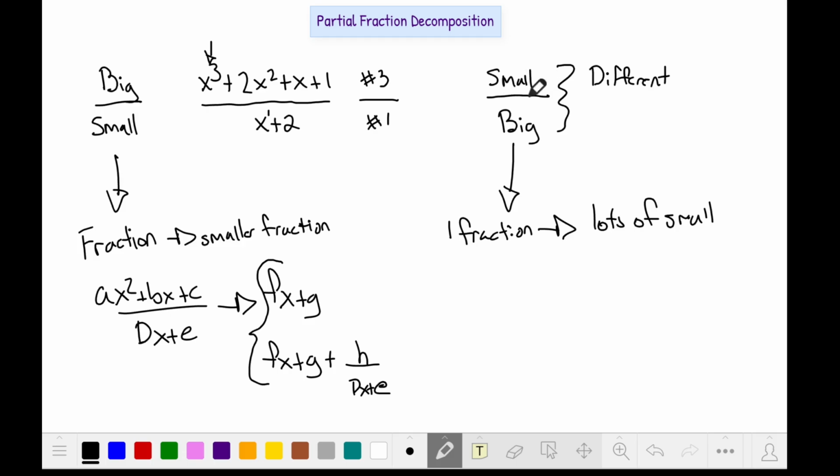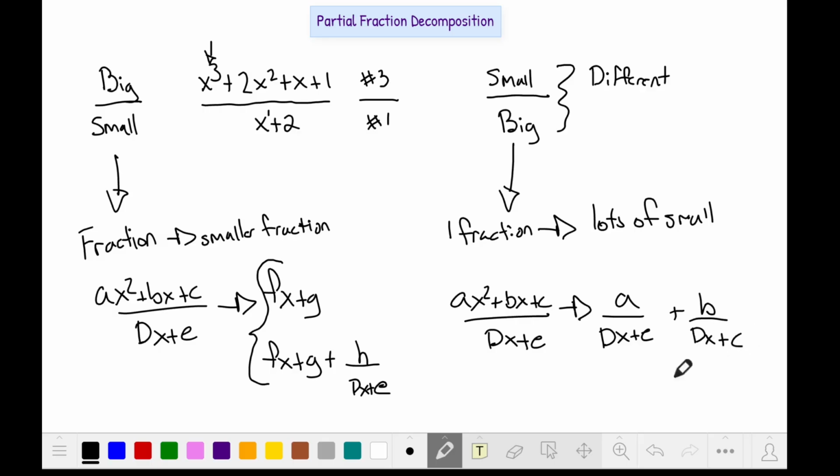In the small divided by the big, what we'll end up getting is something that looks like ax squared plus bx plus c being divided by dx plus e, and it would turn into something that looks like a over dx plus e plus b over dx plus c. So the shape is quite different.